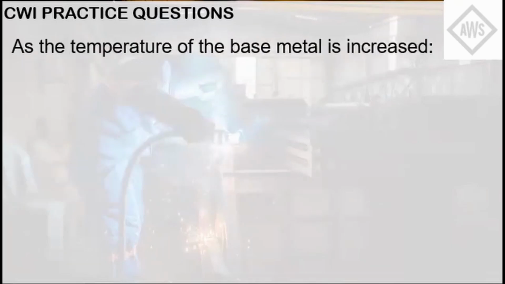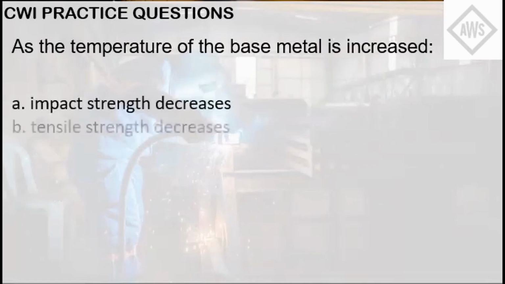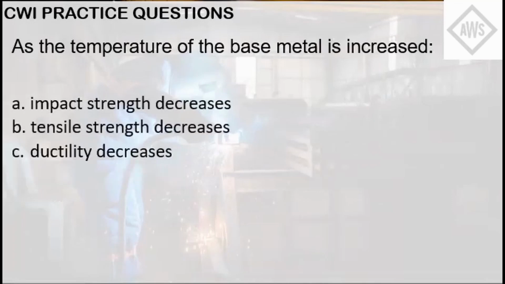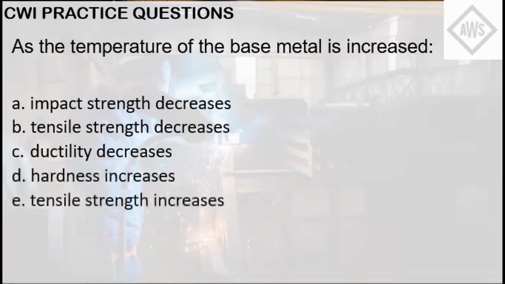As the temperature of the base metal is increased, letter A, impact strength decreases, letter B, tensile strength decreases, letter C, ductility decreases, letter D, hardness increases, letter E, tensile strength increases. When the temperature of the base metal is increased, the tensile strength decreases, which is the answer here, letter B.